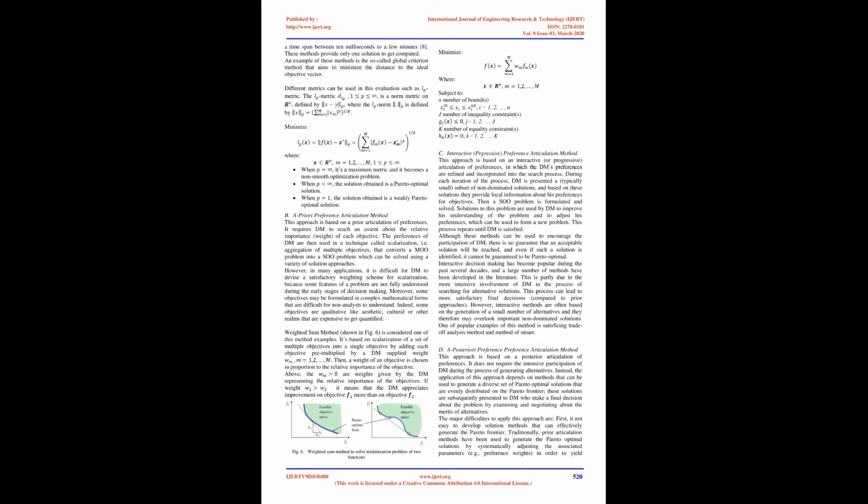Different metrics can be used in this evaluation, such as metric. The metric is a norm metric on, defined by, where the norm is defined by. Minimize. Where. When, it's a maximum metric and it becomes a non-smooth optimization problem. When, the solution obtained is a Pareto optimal solution. When, the solution obtained is a weakly Pareto optimal solution.